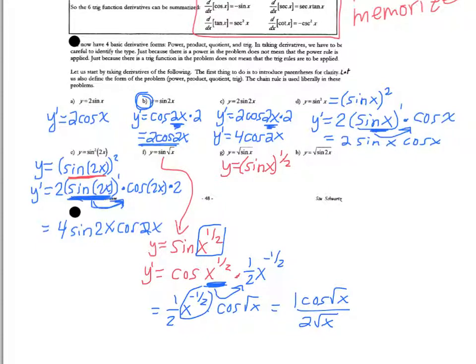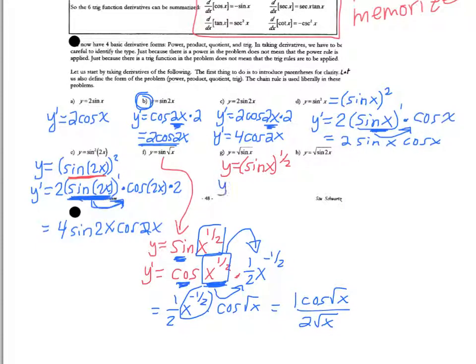So you're taking the derivative of the outer function, which is really sine, and you're getting cosine, and you're carrying along the inner function of x to the 1/2, and then you're chaining along the derivative of that x to the 1/2.